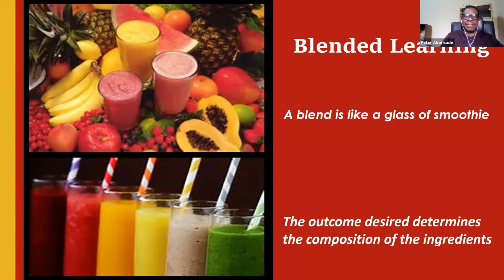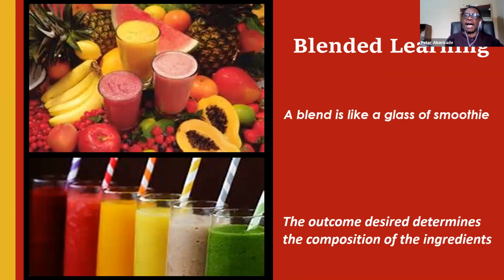At the extreme right, that looks very much like a blend of cucumber. And you can see all of these. Each one has its uses. You can have all of these blended together in one, but you can have them as standalone smoothie. So the blend is like a glass of smoothie, but the outcome desired will determine the composition of the ingredients.